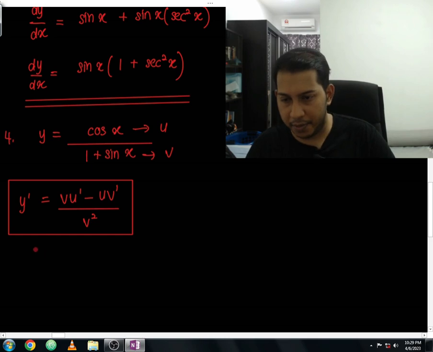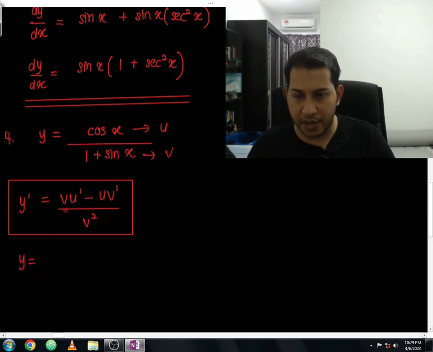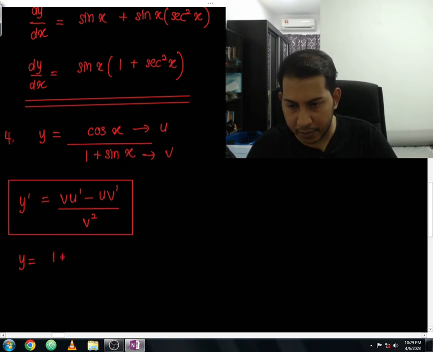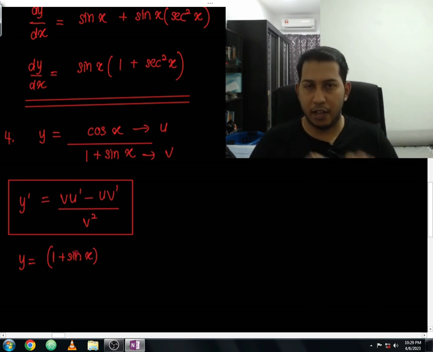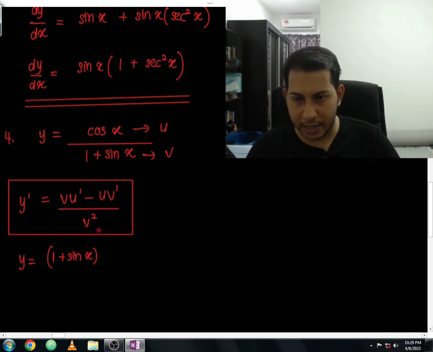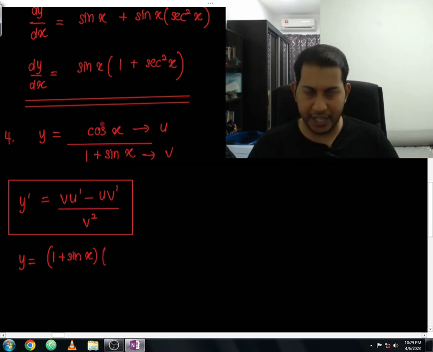So from here y will be equals to, okay, start with v, 1 plus sine x. Okay, so let us do this step by step so that you won't get missed out. So 1 plus sine x, and then times with the derivative of cos x. So you differentiate cos x, what you're going to get? Negative sine x.